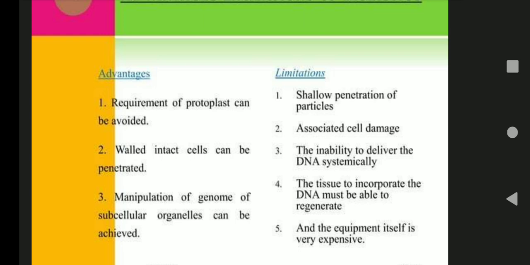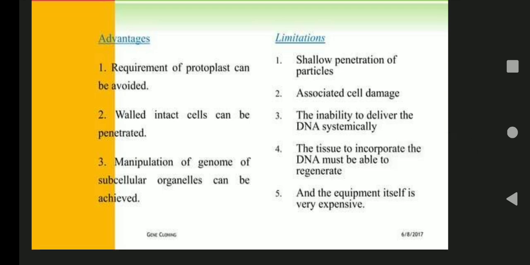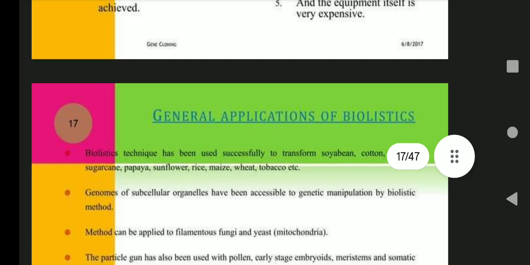But the disadvantages or limitations are that only shallow penetration of the biolistic particles takes place, and it is associated with cell damage when these gold or tungsten particles enter the target membranes. It may break the membrane. There is also an inability to deliver the DNA symmetrically into the tissues. The equipment is very expensive when compared to the handheld gene gun.